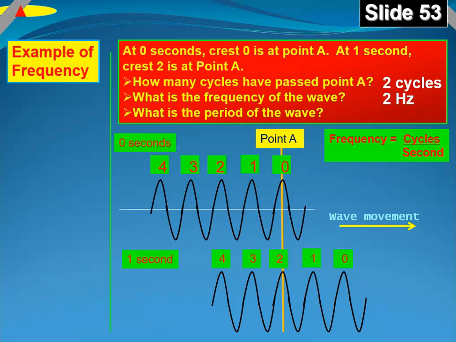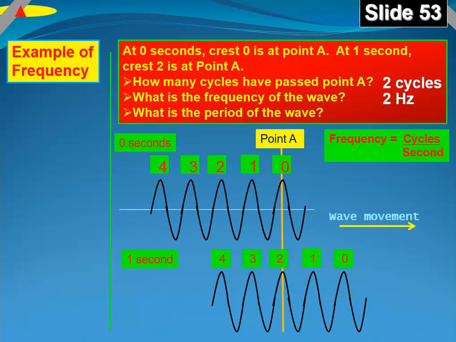And finally, what's the period of the wave? Now, I haven't introduced this yet, and I'll do that on a later slide, but let me go ahead and give that to you. It is the reciprocal of the frequency. So in this case, the frequency is 2, and if you take the number 2 and flip it over, you have 1/2. 1/2 is the reciprocal of 2. So that means the period of the wave is 1/2 second.